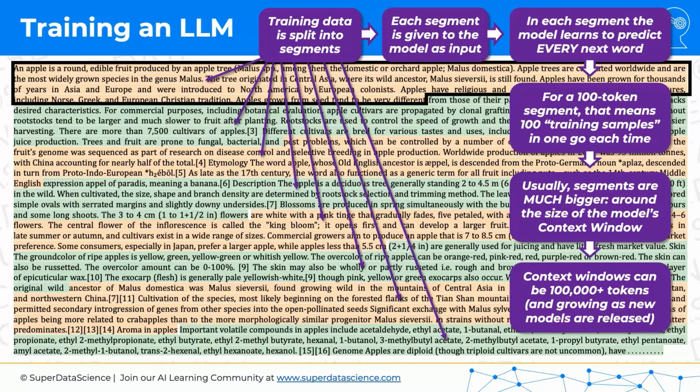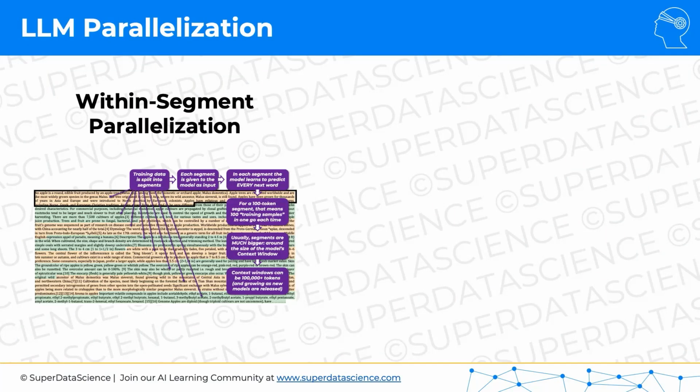In reality, it's tens of thousands of errors that are calculated within one segment, and then a loss is calculated from that and backpropagated. So that's within segment parallelization. There we go. That's the first type.